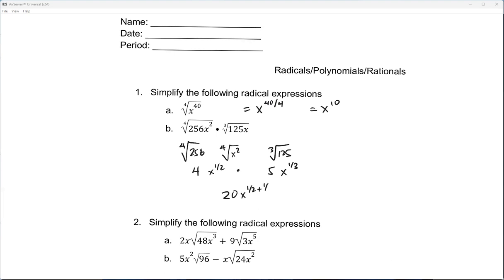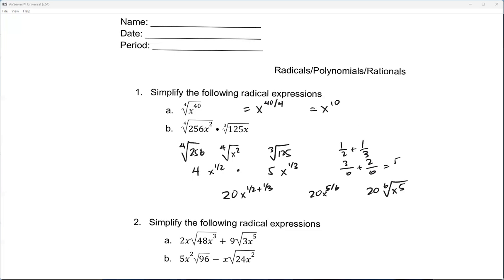If you add 1/2 to 1/3, you get 3 over 6 plus 2 over 6, which is 5 over 6. So you put this to the 5 over 6 power, or you could do 20 and then the 6th root of x to the 5th power. Either way is okay.